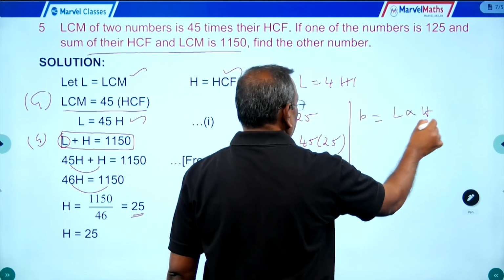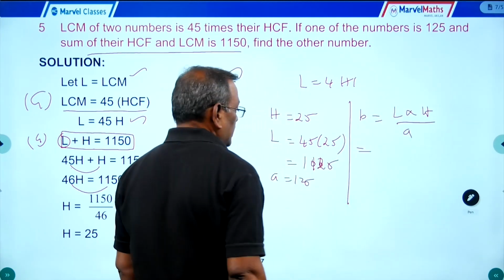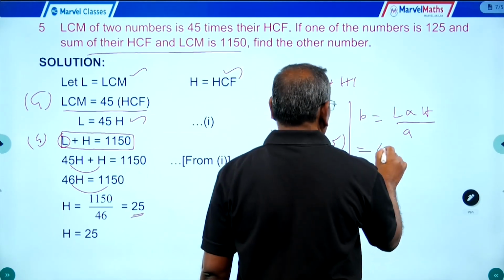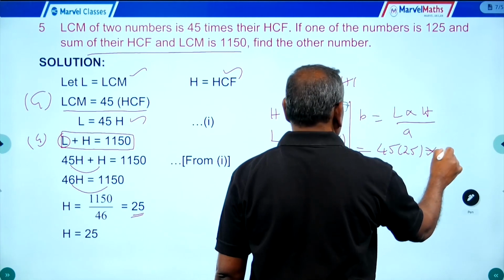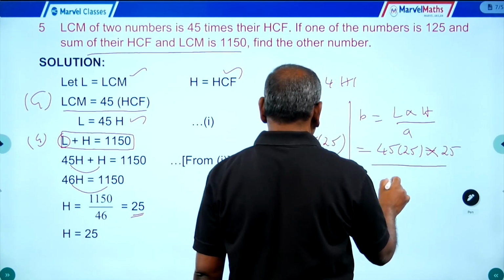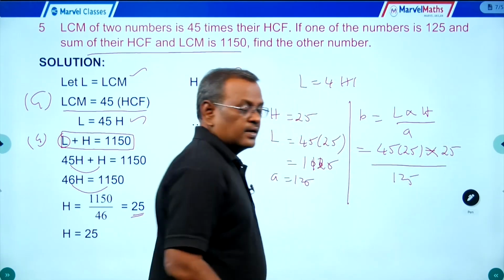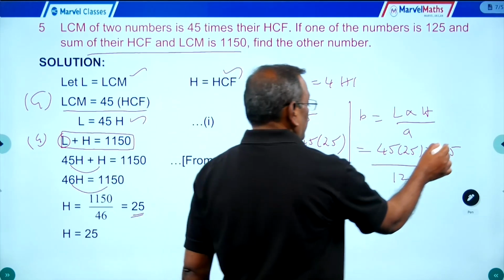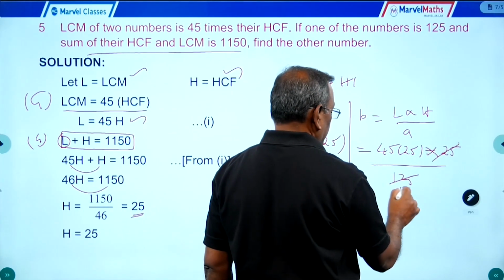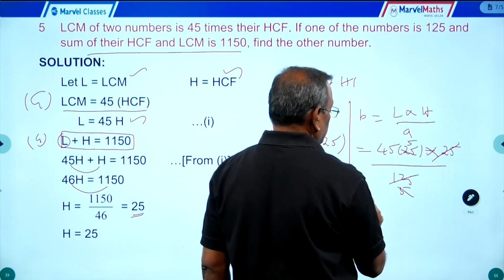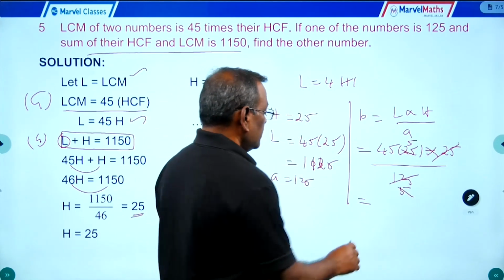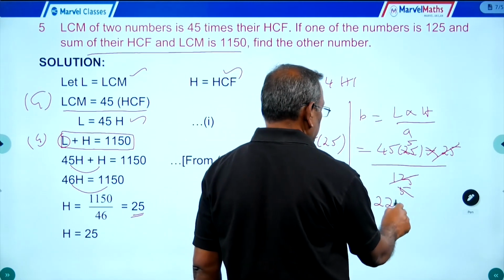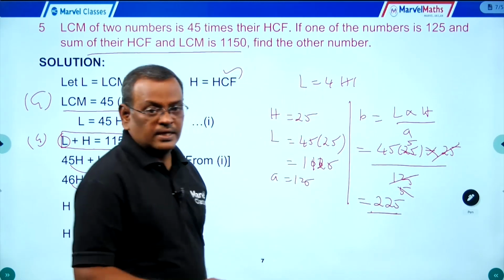B equal to LCM into HCF by A. So LCM is 45 into 25, into HCF 25, by 125. Correct? Therefore 25 into 5 is 125, so 5 times. So 45 into 5, 225. So 225 is the other number, the second number.